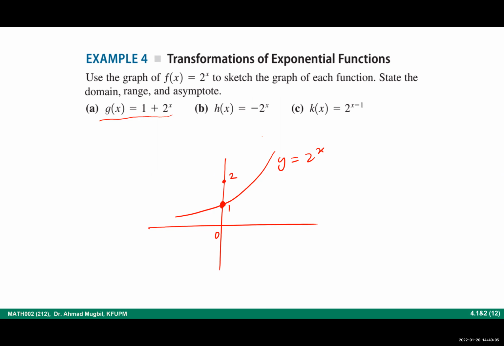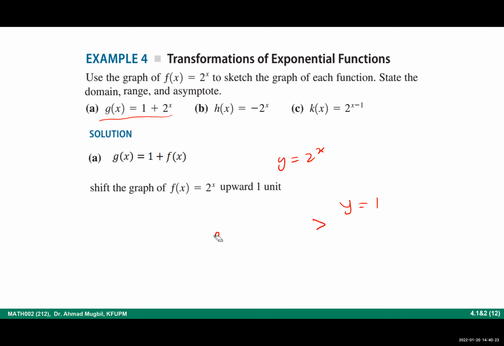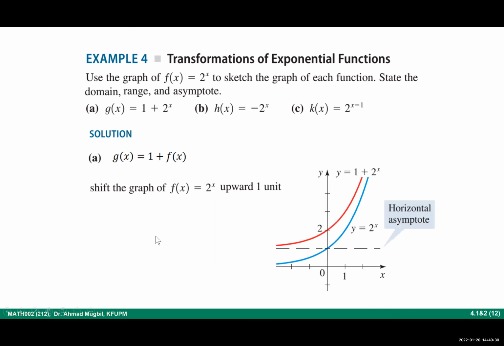So all the points will be going up. Also, there is something else that will go up: the horizontal asymptote. What was it? The x-axis. Now it will be y equals 1. Y equals 1 will be the horizontal asymptote. Let me show you the graph. Why exactly? Everything will be shifted now. When x goes to infinity, you will see what?